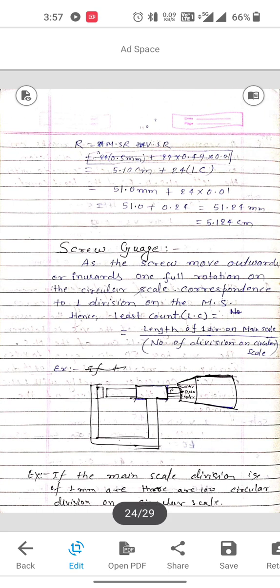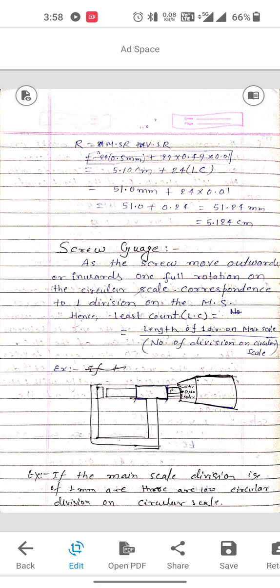And the actual value is main scale reading plus vernier scale reading: 5.10 centimeter plus 24 into least count, 5.10 plus 24 into 0.01, that is 51.24 mm, and 5.124 centimeter. That is the answer.